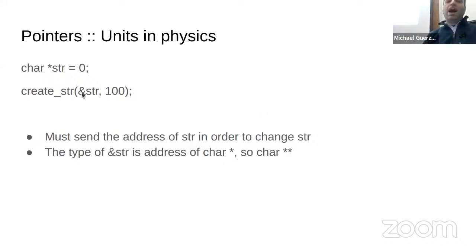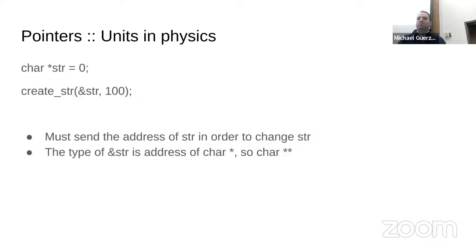So if I want to use it like this, I'm designing create string right now. It must be the case that I need to send the address of str to the function, because otherwise the function cannot change str, right? If you want to change the value of str, which starts as a 0, it must be that you're sending the address. There's no other way.